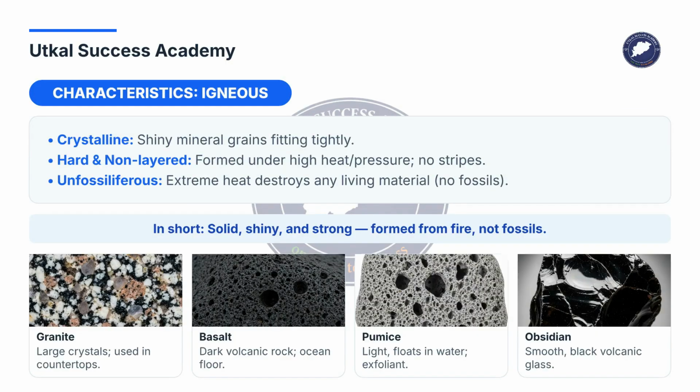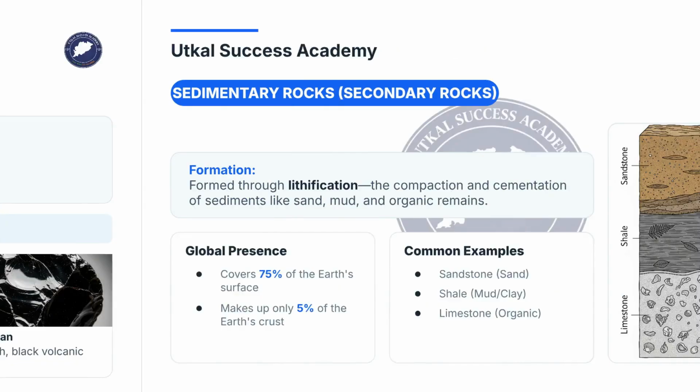Igneous rocks are crystalline, hard, non-layered, and unfossiliferous. They are solid, shiny, and strong, formed from heat rather than fossils. Examples include granite, basalt, pumice, and obsidian.